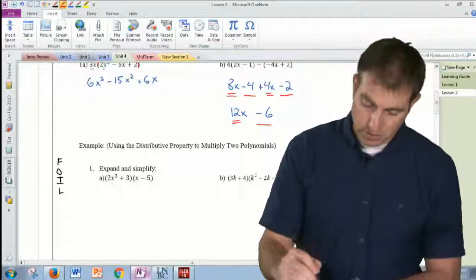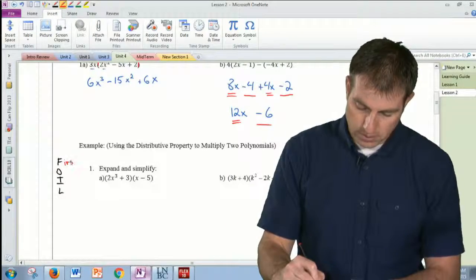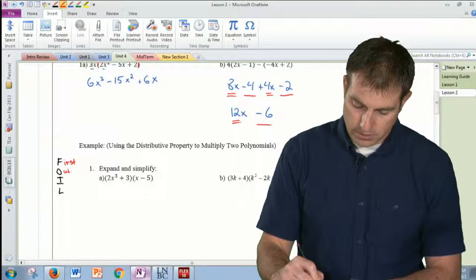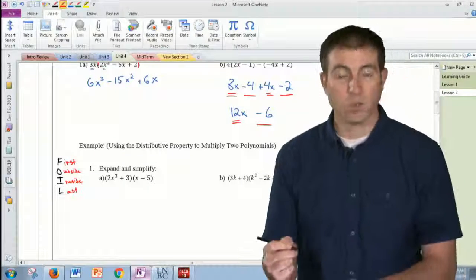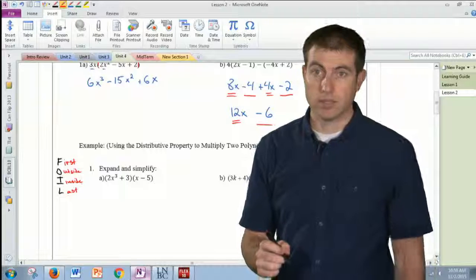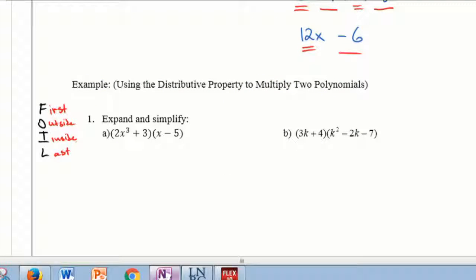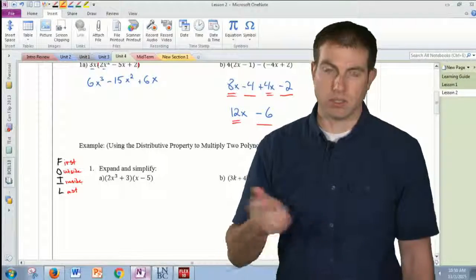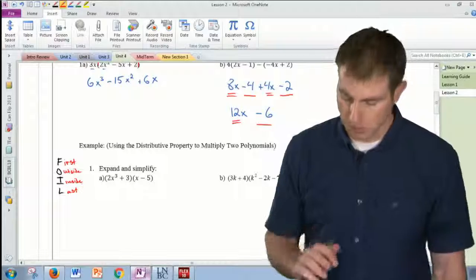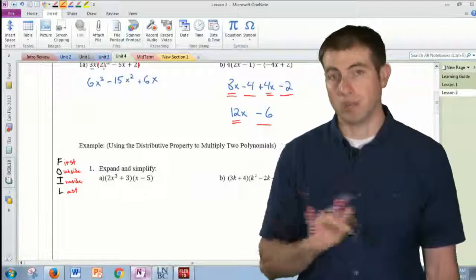So the F in FOIL is firsts, and then we have outside, and then inside, and then last. That is what the acronym FOIL stands for. So many of you have seen this. It's just a way for you to remember to not forget multiplying any terms. And just a little thing, if somebody says just FOIL it, then that's essentially what it means. So it only works when you multiply binomials together.